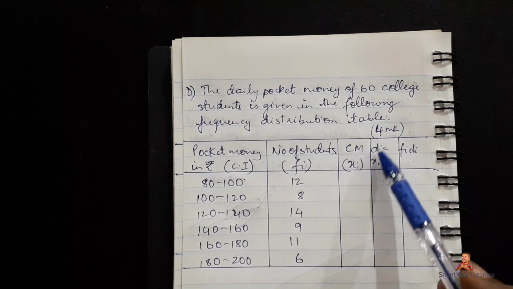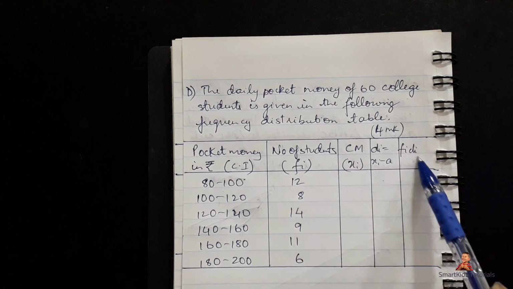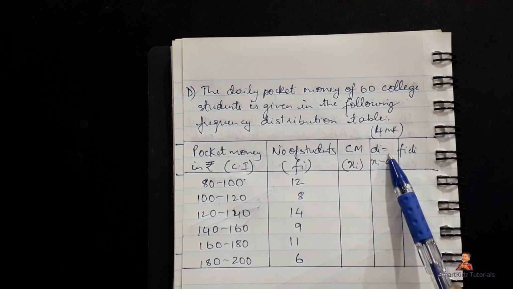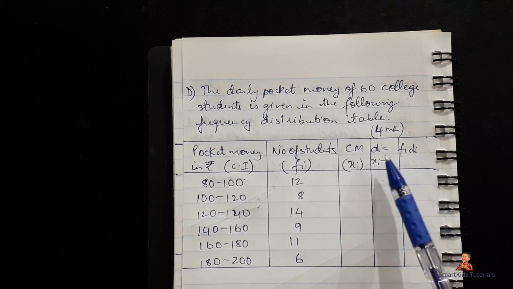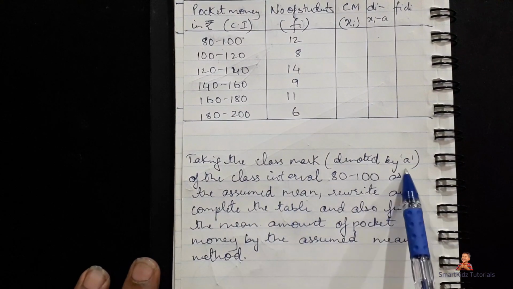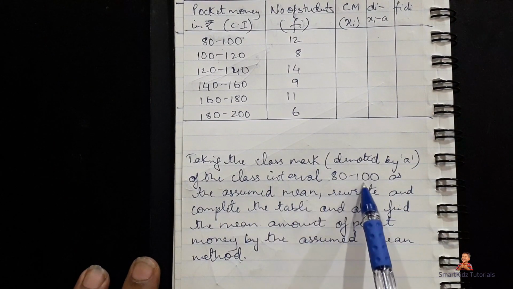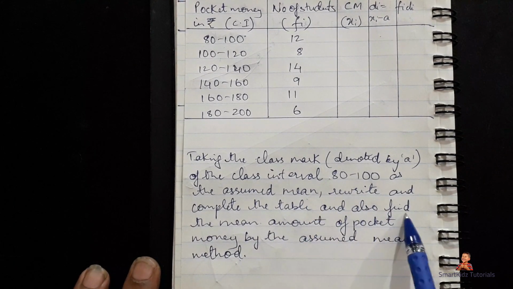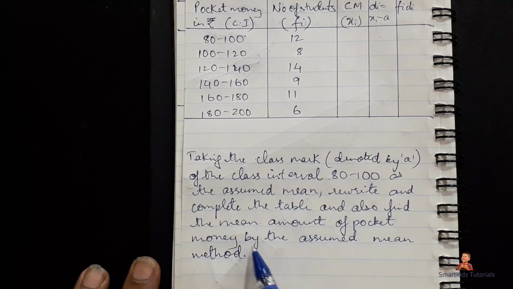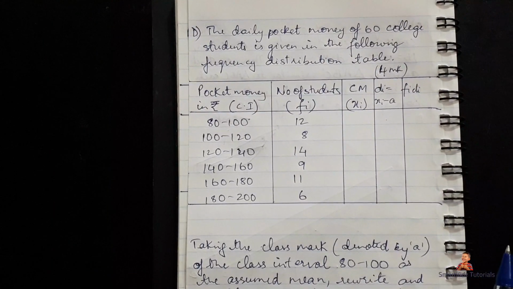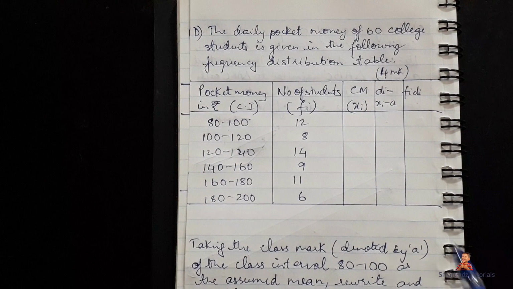And I've constructed more of these columns, which is one for class mark, then for the deviation, and finally for a product of the deviation into frequency. We have been told that taking the class mark denoted by A of the class interval 80 to 100 as the assumed mean, rewrite the complete table and also find the mean amount of pocket money by the assumed mean method. So we need to find the mean in this case, and we need to do it using the assumed mean method.